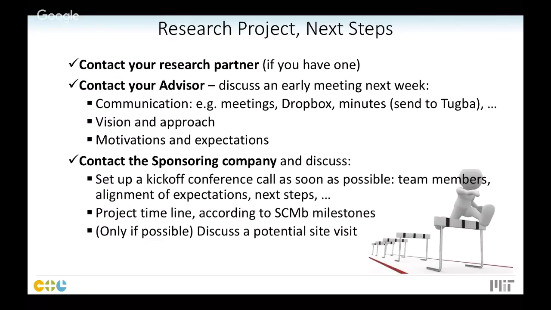And only if possible, of course, because most of you are in different locations: if you think that is appropriate and feasible, discuss a potential site visit during this fall term. It would be great if you can visit and meet personally with the team members in the company, only if this is feasible, of course.